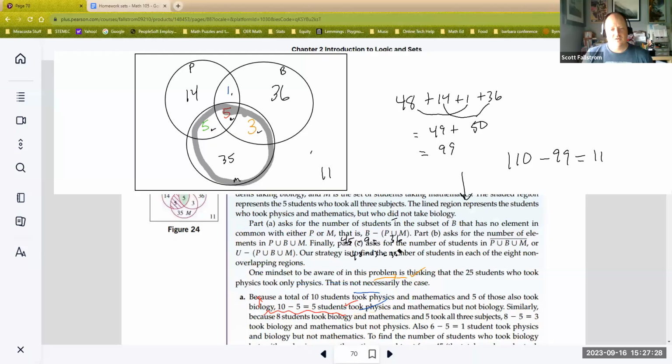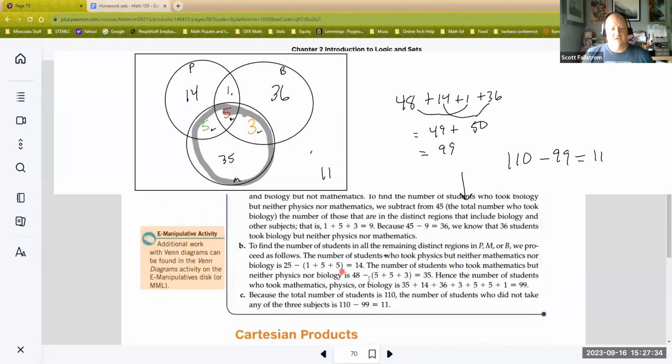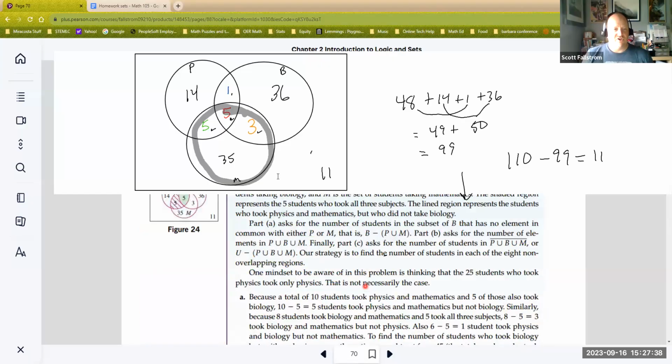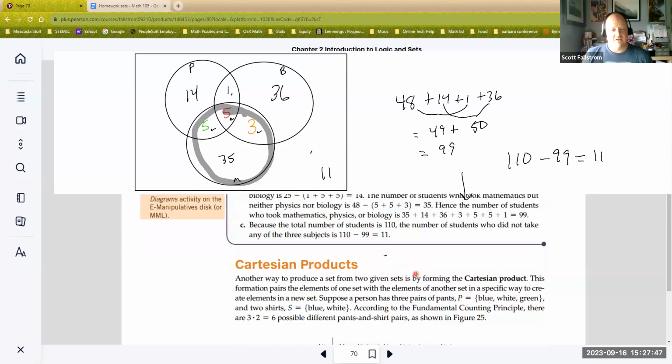Okay. Let me get rid of all these pieces down at the bottom. That's kind of making it a little harder to read. Okay. B, let's see here. Number of students who took physics, math, or biology. So an or statement means at least one. So physics, math, or biology, I would add all the numbers up, and that would get me the 99. And how many students did not take any of those? Again, we already have that number sitting right outside, it'd be 11.